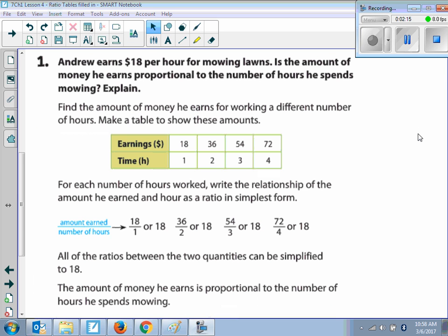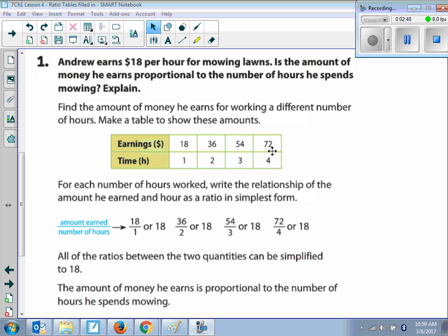So Andrew earns $18 per hour for mowing lawns. Is the amount of money he earns proportional to the number of hours he spends mowing the lawns? And please explain. So here, the first thing we want to do is look at the table. And in the table, we have some ratios. In order for us to determine if they are proportional, we want to convert them all to unit rates.